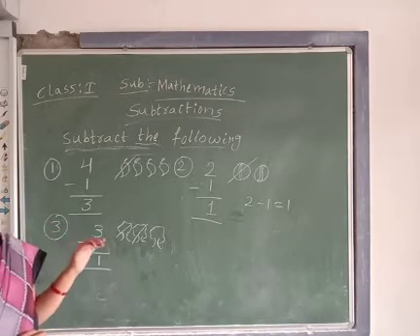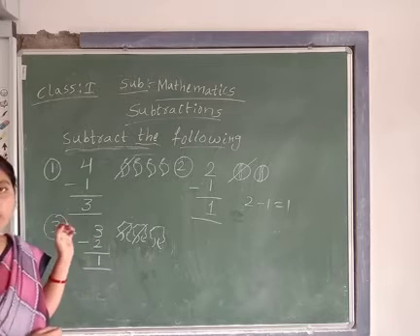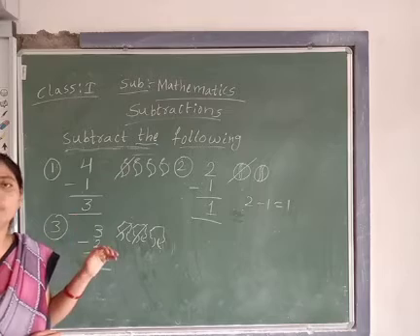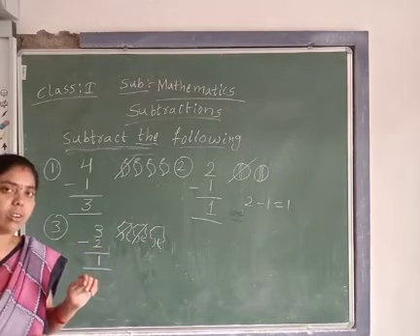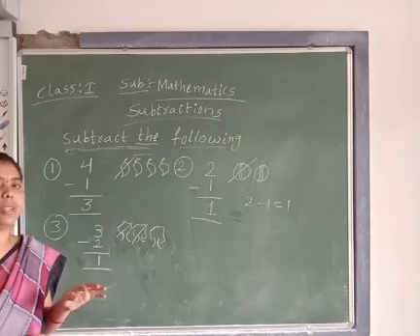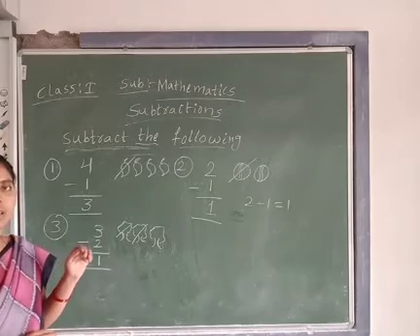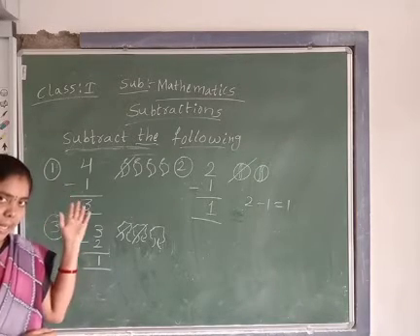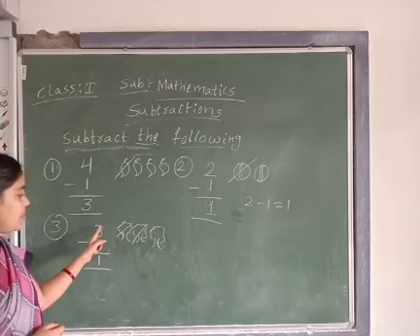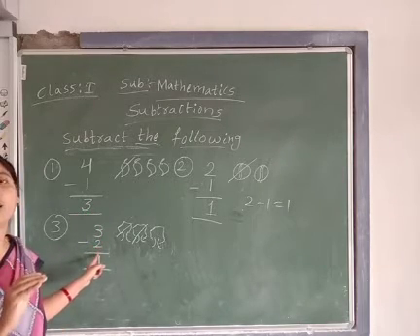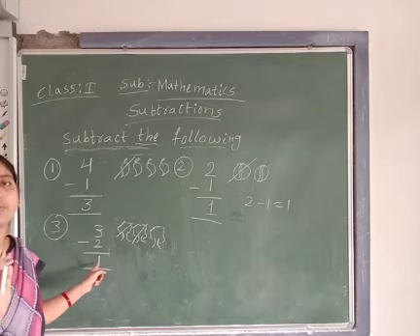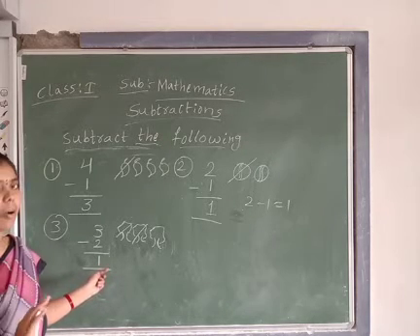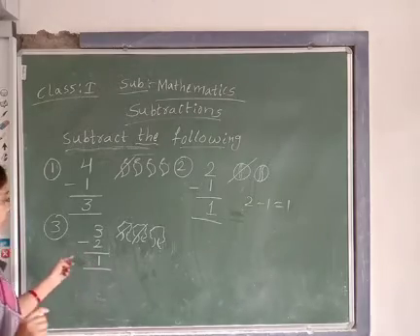So listen, children, in subtraction the up one is the big number and the down one is the small number. Only then is subtraction directly possible. Do you understand? The up number is the big number, the down one is the small number, then subtraction is directly possible. Okay.